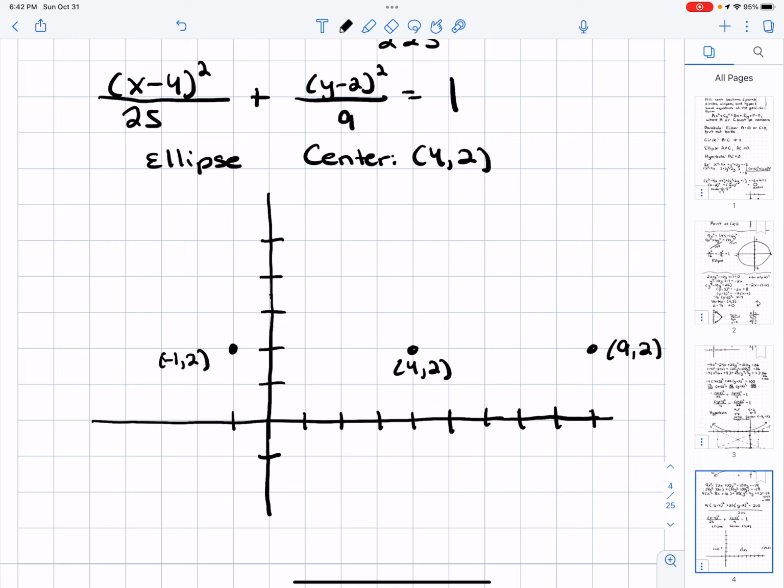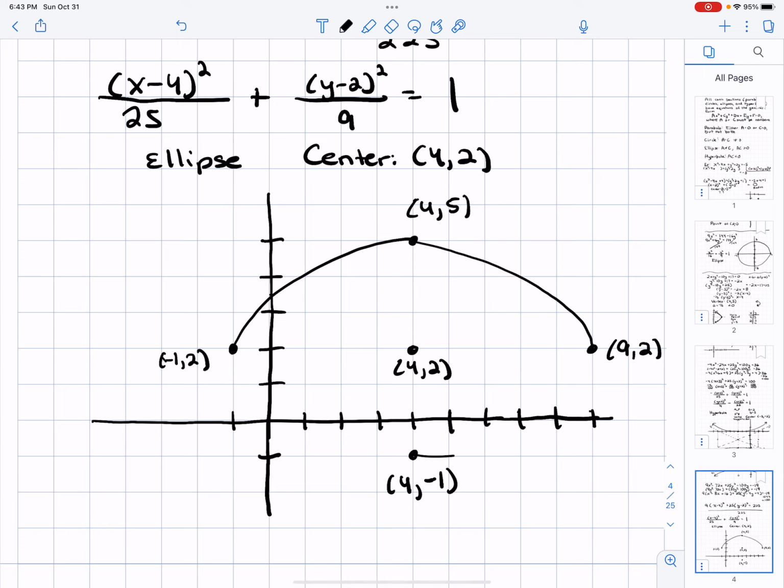All right, and then under the y's we have a 9, so we take the square root of that and get 3. So from the center, we have to go up 3. X coordinate is the same. Y coordinate is 2 plus 3, or 5. Then we have to go down 3 from the center. X coordinate is the same. Y coordinate is 2 minus 3, which is negative 1. And now I've got everything I need to draw my lovely ellipse. Well, there you go.